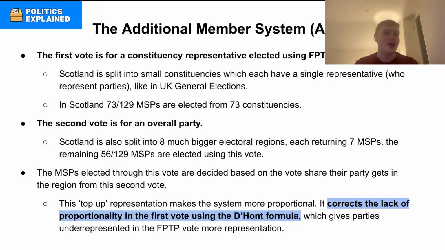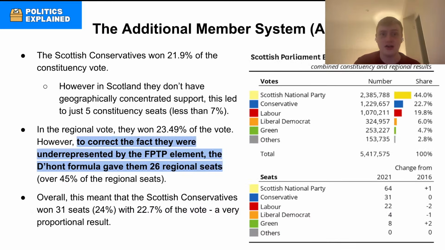So, for example, I think we've got a really good example of it here. The Scottish Conservatives in the 2021 election won 21.9% of the constituency vote. But in Scotland, they don't have geographically concentrated support. So out of the 73 seats, they only actually won 5 constituency seats, less than 7%. So they were really underrepresented based on that first past the post vote, effectively.